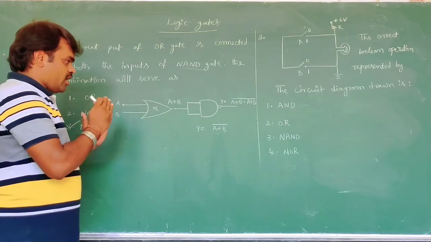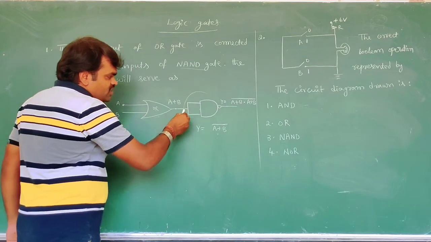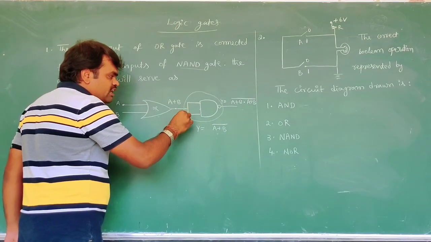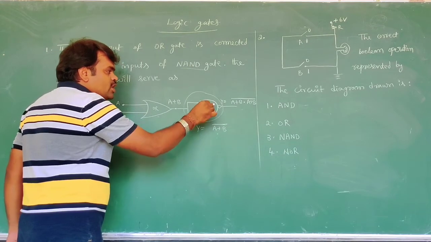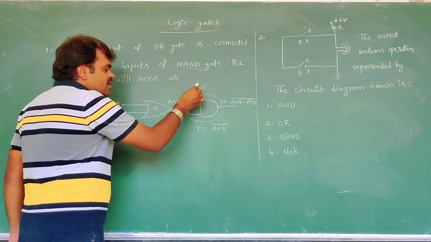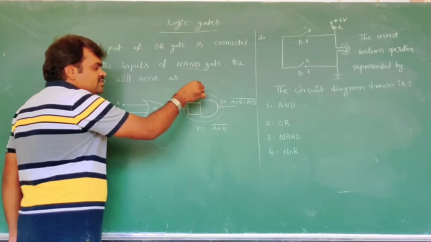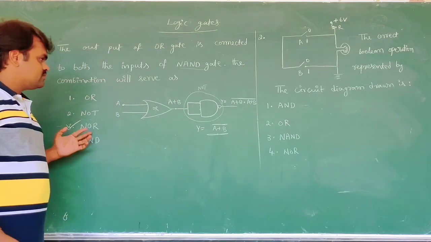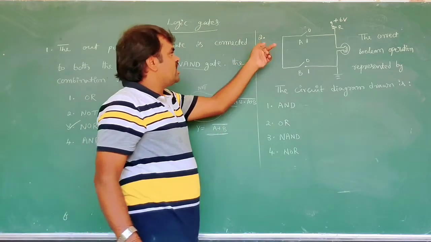Here this NAND gate has its two inputs given the same, that is called a NOT. OR plus NOT is a NOR gate. Now, going to the second one.